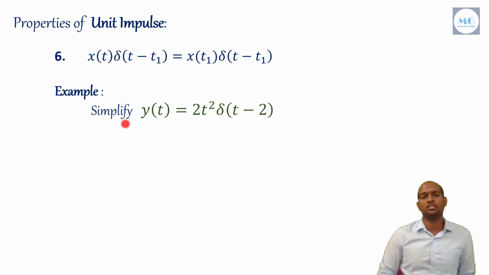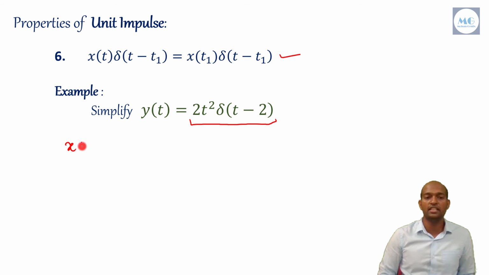So the question is, we have to simplify y(t) = 2t² δ(t − 2). We have to apply this property here. So to apply this property, what is x(t)? We have to convert or segregate this function into this kind of function. So if we compare these two functions, what will be our x(t)?